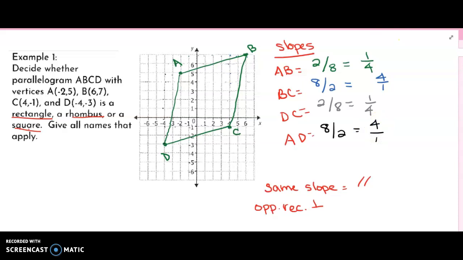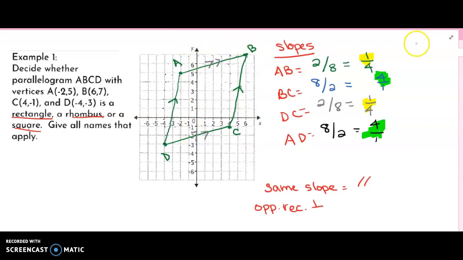Okay, so I notice that this one and this one are the same, meaning that BC is parallel to AD. Okay, well, it tells us it's a parallelogram, so we already should know that. And then this one's 1/4, 1/4, which means these sides are parallel.